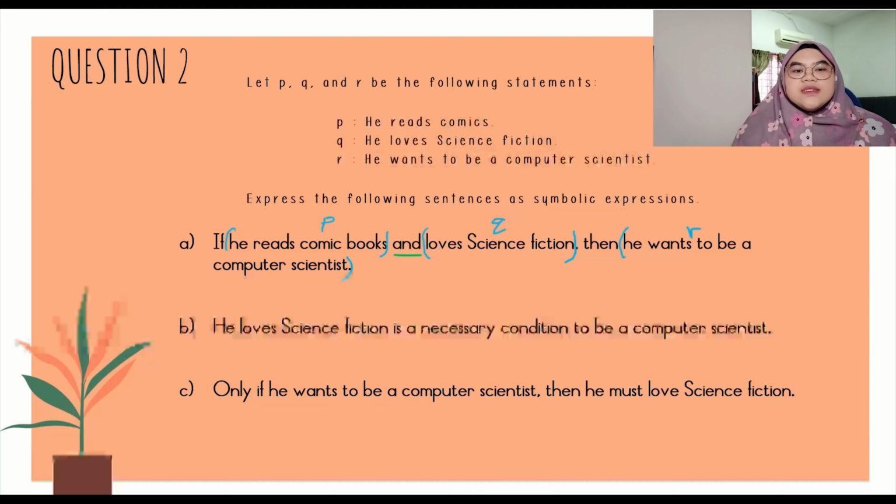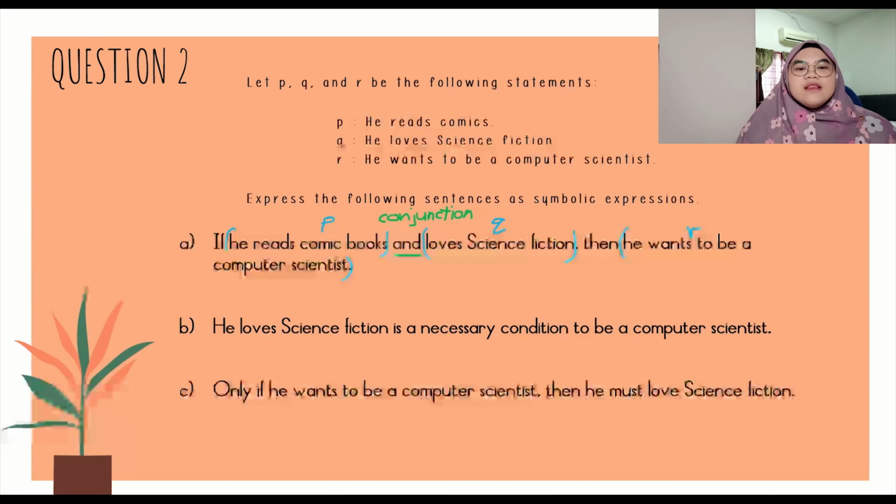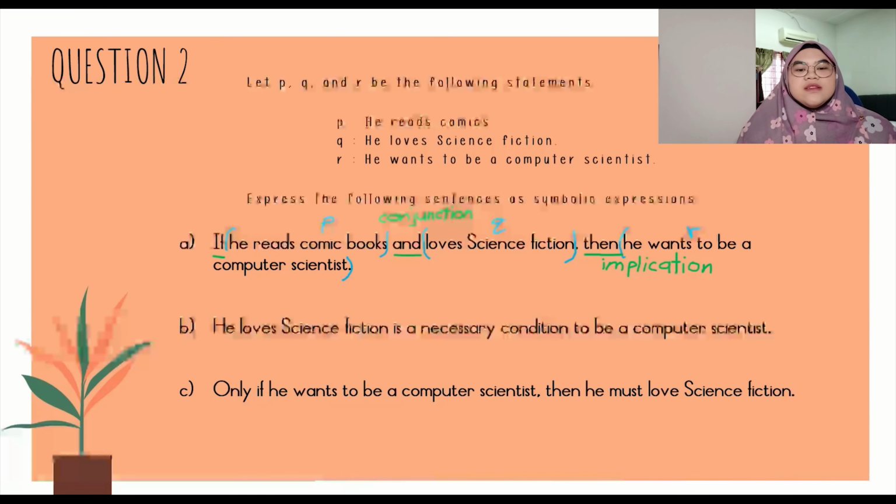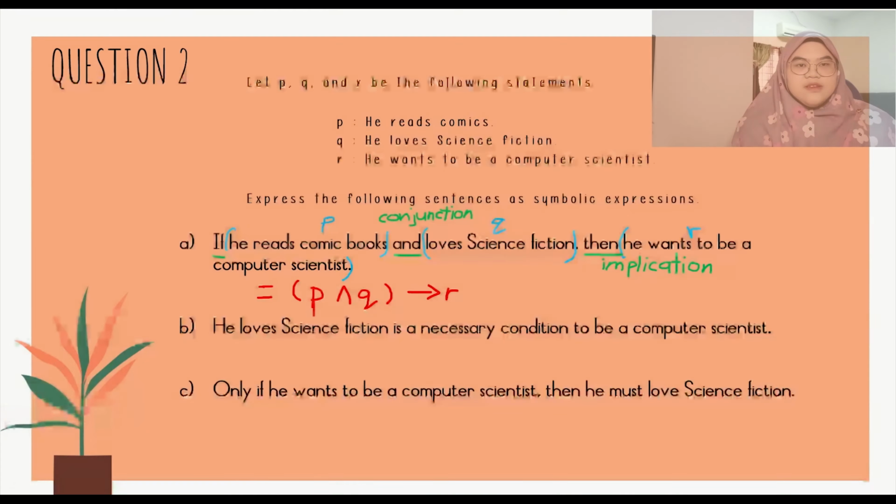Next, in this sentence, we could see that this sentence has "and," so we know that it is conjunction. After that, there is "if, then," so it means it is implication. Thus, the answer for this question is P and Q implies R.